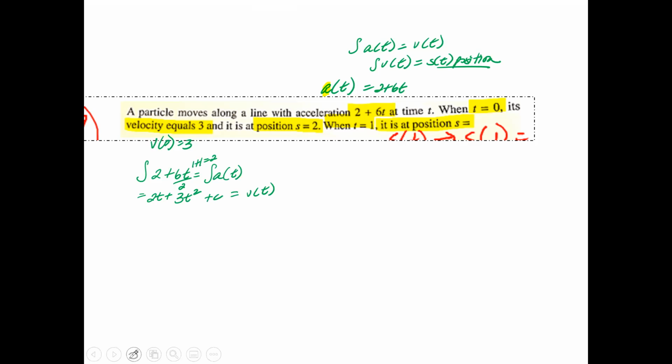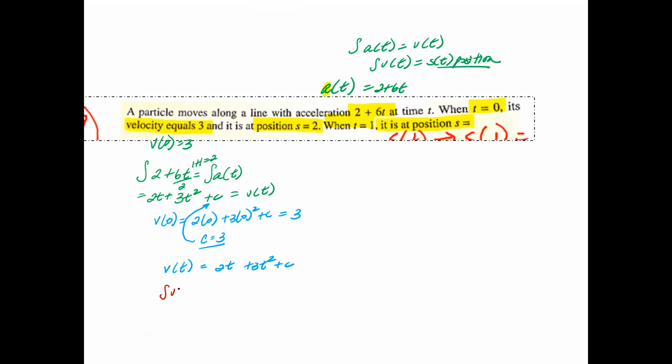Now it's given to you that when t is 0, the velocity is 3. So I'm going to plug in v of 0 is equal to 2 times 0 plus 3 times 0 squared plus c, which is 3. So then obviously c equals 3. So I'm going to take this and I'll plug it right over here. So v of t is equal to 2t plus 3t squared plus 3.